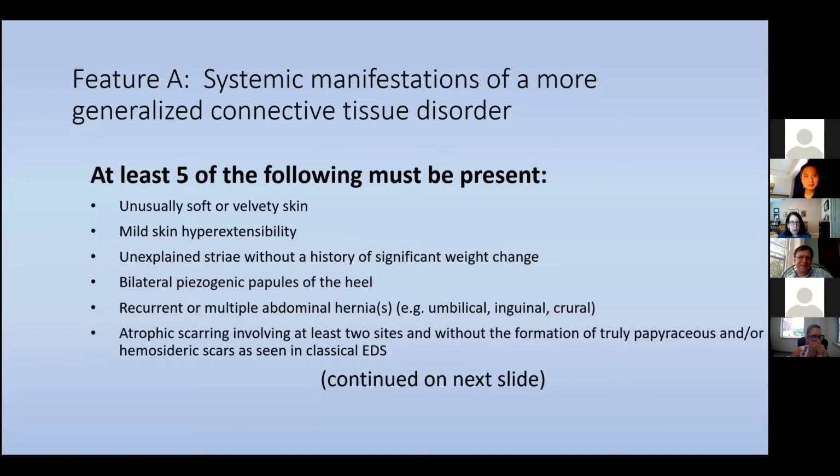Those things include unusually soft or velvety skin, mild skin hyperextensibility, not as extensive as what we see in the classical type, unexplained stretch marks without a history of significant weight change, bilateral piezogenic papules on the heels. These are little bumps that appear on the heels when you put all your weight on your heels. Recurrent or multiple abdominal hernias, atrophic scarring in at least 2 sites.